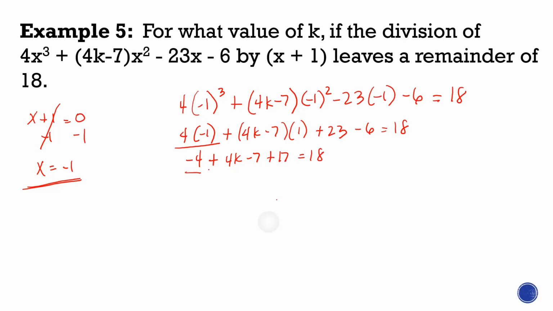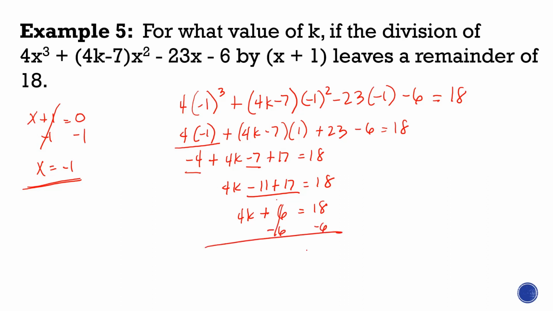So here we can combine negative 4 and negative 7. That is equal to negative 11 plus 17 equals 18. This is equal to 6. So 4k plus 6 is equal to 18. Then minus 6 on both sides. This is going to be 12 equals 4k. Finally, divided by 4, k equals positive 3.